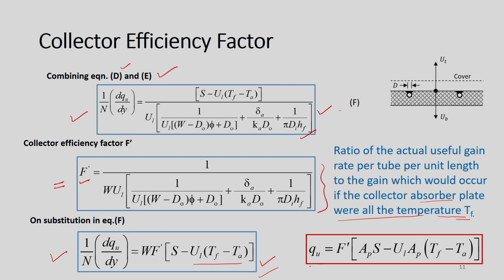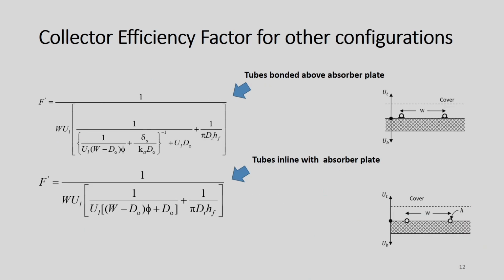Once you know this, from that we can calculate the useful heat gain, Q_u, equal to F dash multiplied by this expression. Now, let us see what happens if the configuration changes. This expression is for the tube bonded below the absorber plate. The case we have derived just now was for the tube attached below the absorber plate. Now, if you see the case when the tubes are attached above the absorber plate, then the expression will be something like this. And sometimes inline configurations are also used in the absorber plate. So, this is the absorber plate, and the same line will have these tubes.